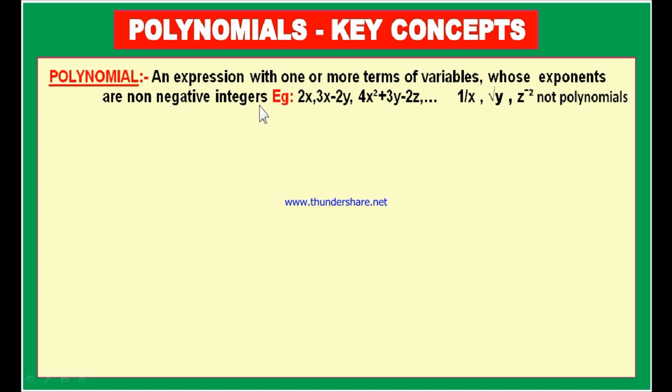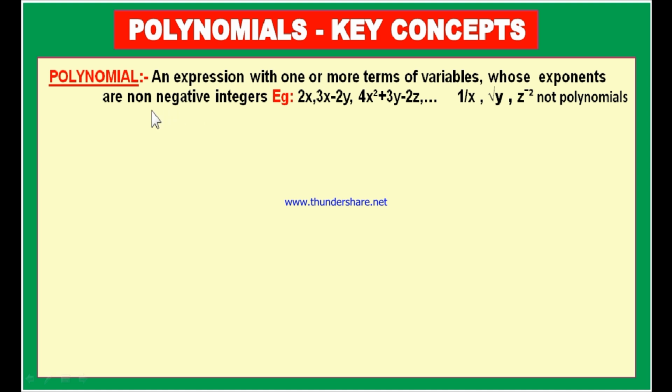Do you know what are integers? Good. The integers may start from minus infinity. Minus infinity, and so on, minus 3, minus 2, minus 1, 0, 1, 2, 3, 4 and so on. All those are integers. But here, the exponents of the variable should be non-negative integers. What are negative integers? Negative integers means minus 1, minus 2, minus 3, minus 4 and minus infinity. All are negative integers.